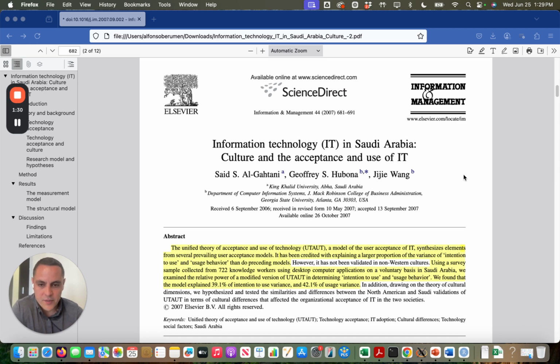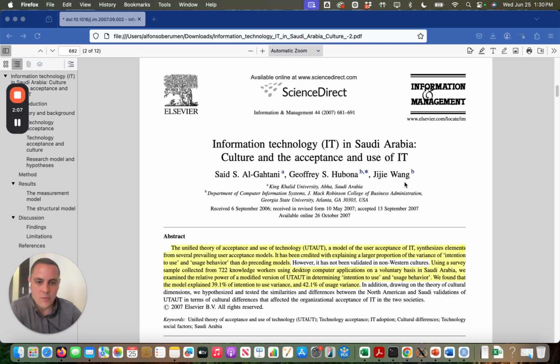The sample in this research study is based on 722 individuals using desktop computer applications in Saudi Arabia. They looked at this modified version in determining intention to use and usage behavior. They did find that the model explains 39.1% of the intention to use variance and 42.1% of usage variance.